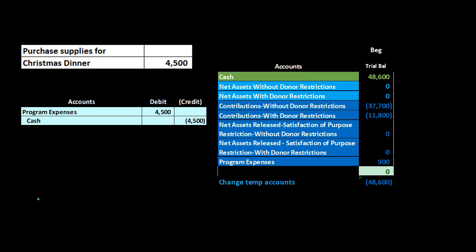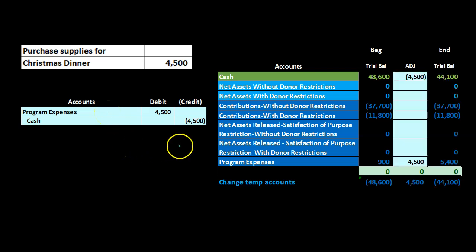So the first transaction will be that the program expenses are going to be debited and the cash is going to be credited. So if we take a look at that, the program expense is going to be the debit. It's going to go up from a debit of 900 by the 4,500 to the 5,400. And then the cash is going to be credited. So we've got the cash here. The cash is going to be going down, and it decreases the cash.